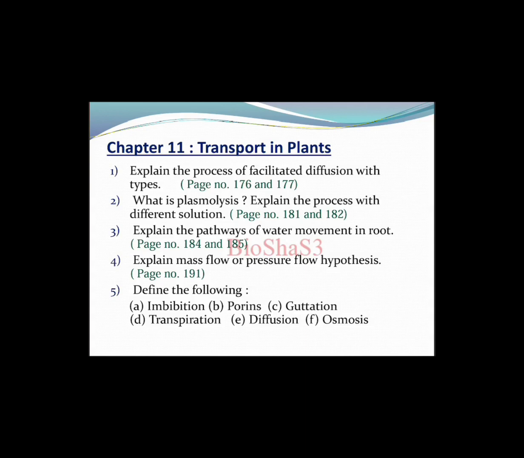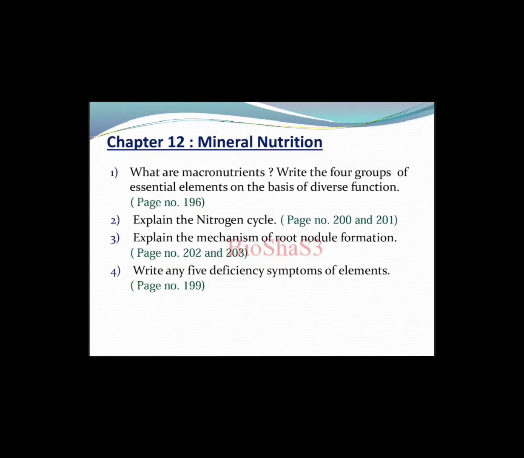Okay, so this is chapter 11. Next, chapter 12, mineral nutrition. It's a very simple and easy chapter, and it is also a little confusing regarding the disease symptoms and their role in the plants. Make sure you study well so that you don't lose marks over here. A very important question of the chapter is, what are macronutrients? Write the 4 groups of essential elements on the basis of diverse function. You should know macronutrient and micronutrient, at least the definition.